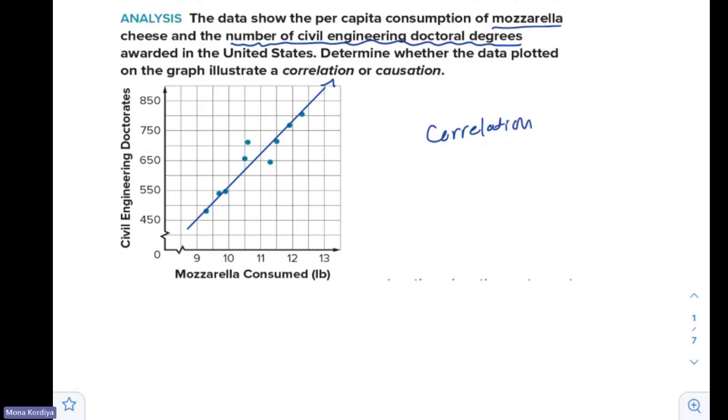But do you think that consuming mozzarella cheese affects or causes obtaining the doctorate or the degree? Of course not. This is not affected by that. So that means it is correlation, but not causation.